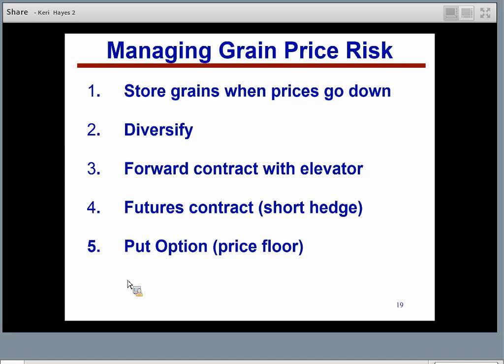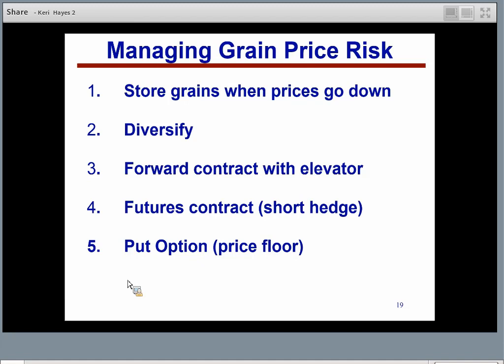Third, forward contract with an elevator, right? So when we put the seed in the ground, or maybe partway through the year, we call up an elevator and we say, hey, I got 5,000 bushels coming for you. What's the price? And kind of lock in that price. And by the way, that will be the price that you get, if you receive your product.